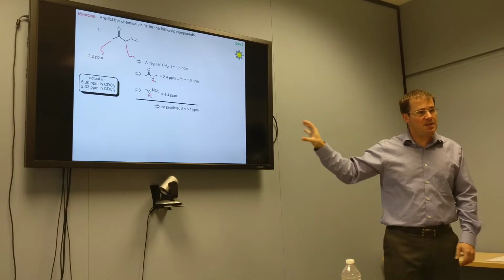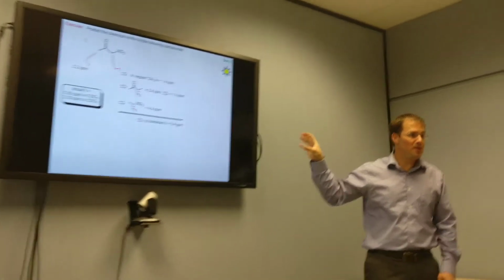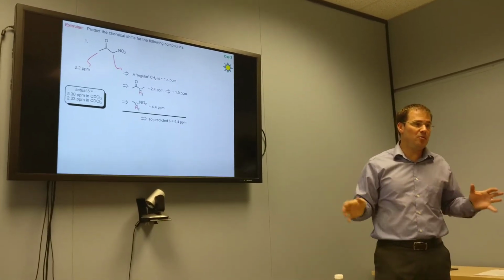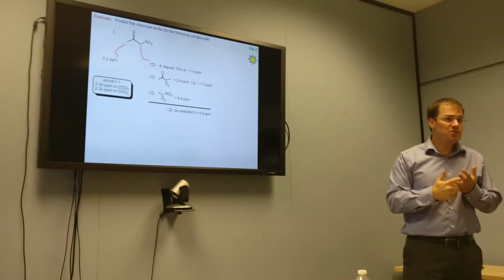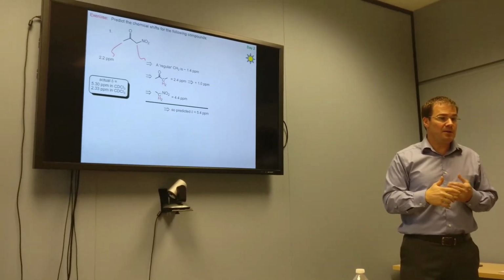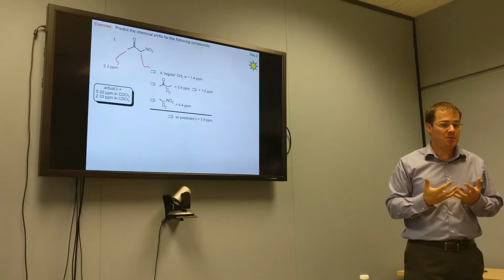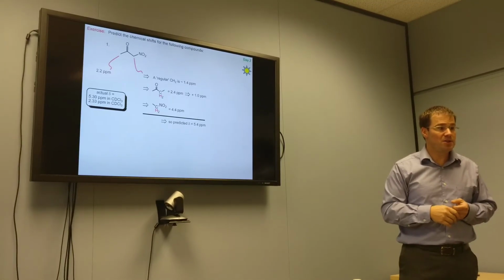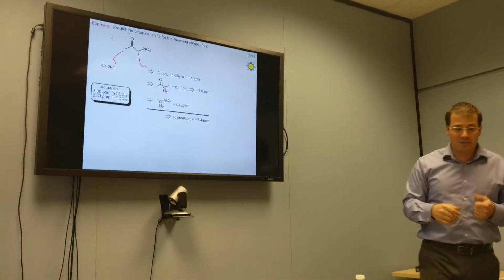Does everybody see where I'm pulling the numbers from? Okay, I'm being very, very rough and very hand-wavy, but that's useful in terms of allowing you to very quickly assess the properties that the proton NMR is telling you. Okay? Now let's have you guys work through it.